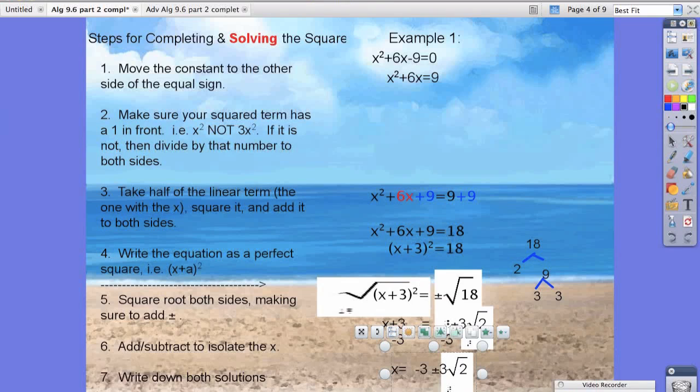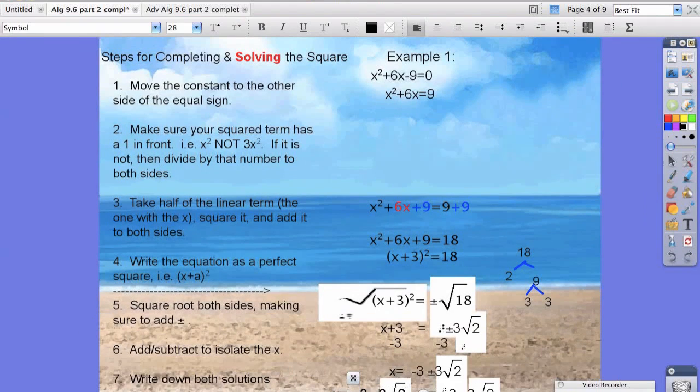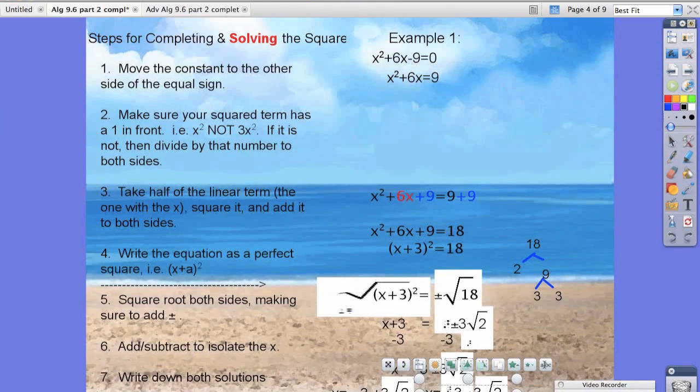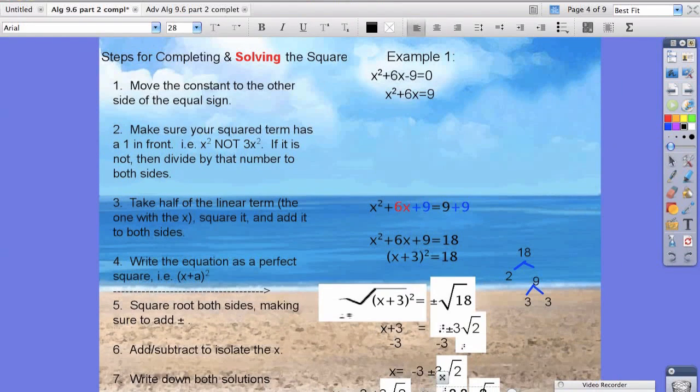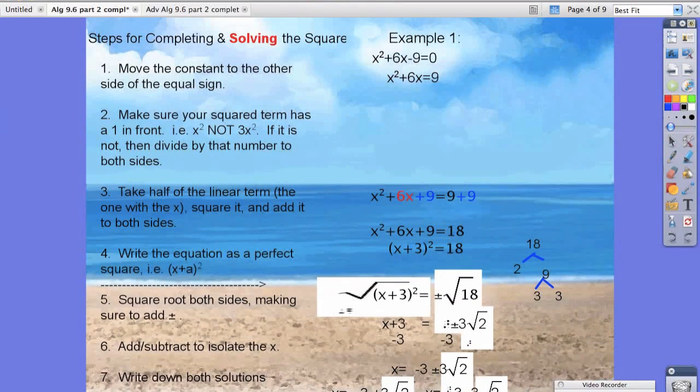Now, step 7 says to write down both solutions. So that's exactly what we're going to do. Now, one is negative 3 plus 3 square root of 2. So we're going to change one to a plus 3 square root of 2, and the other one is minus. So we're going to change the plus or minus to just a plus and a minus. And here are our two solutions.